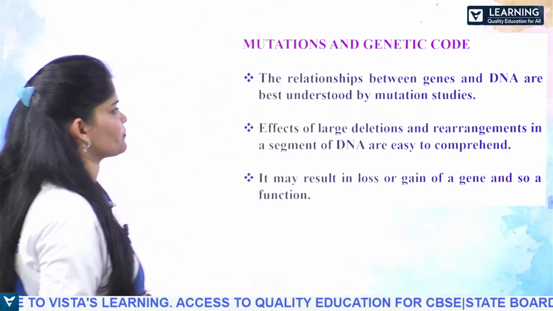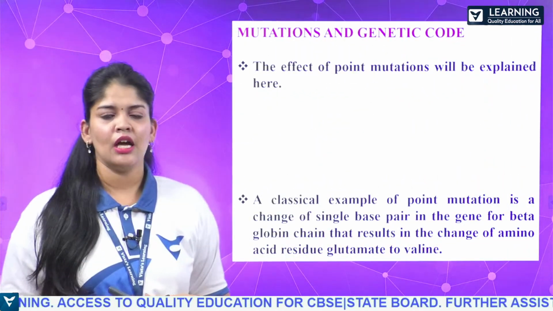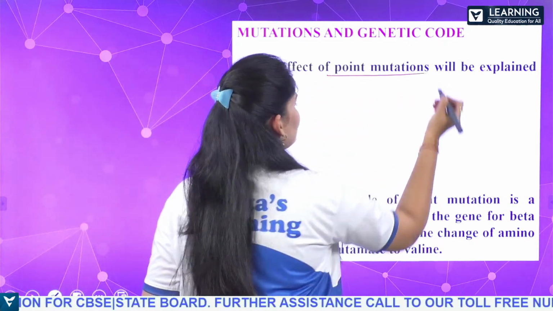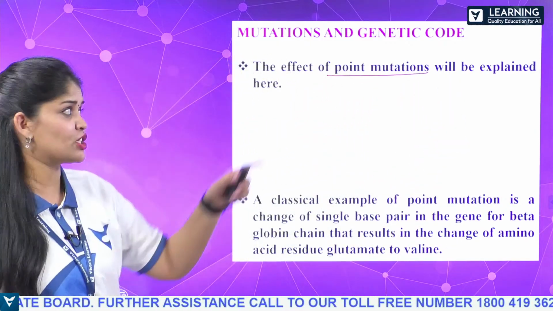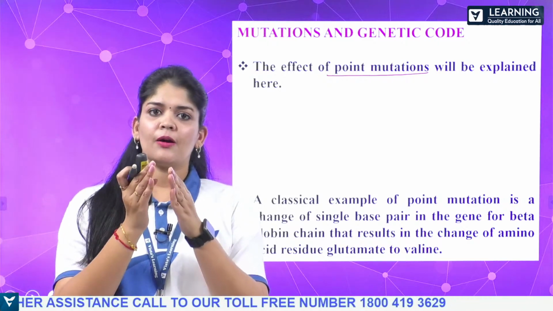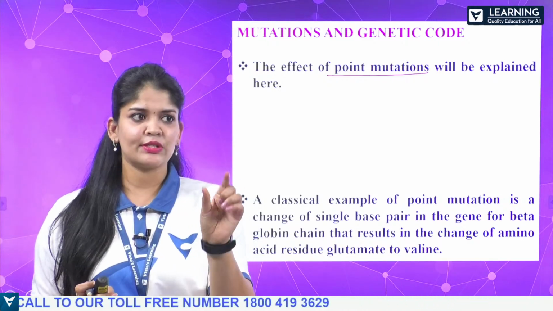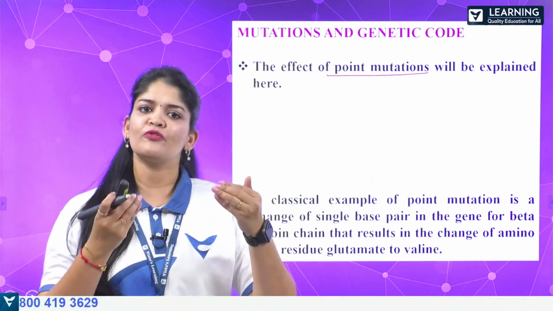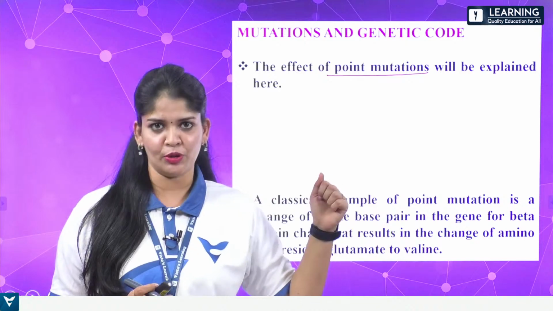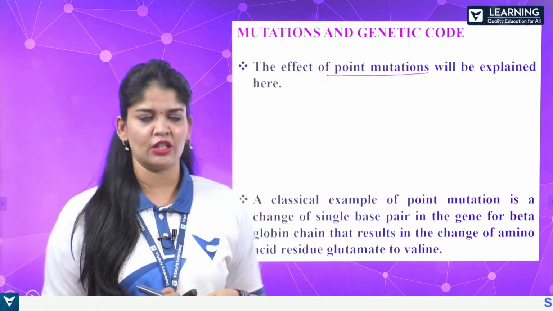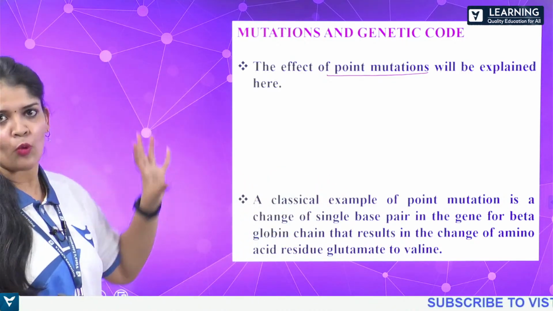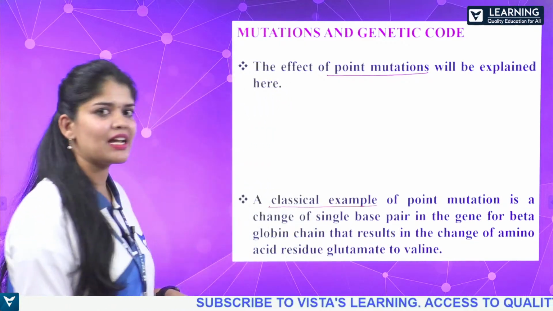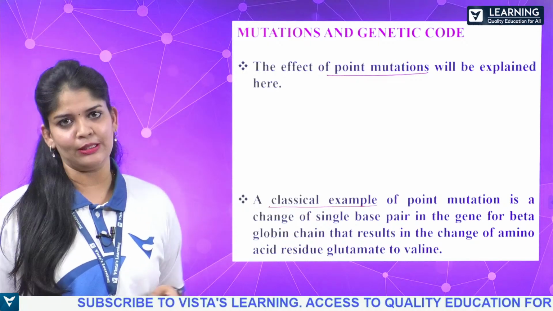Now, to understand this better, the effect of point mutations, there are many mutations like frame shift mutation and even point mutation. What base is replacing which base? Depending upon that, point mutations are also of different types like transversion mutation and transition mutation. To understand point mutation, here is a classic example, and that classic example is sickle cell anemia.